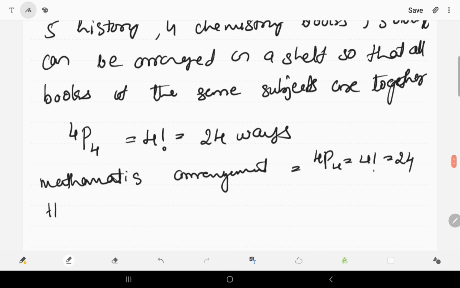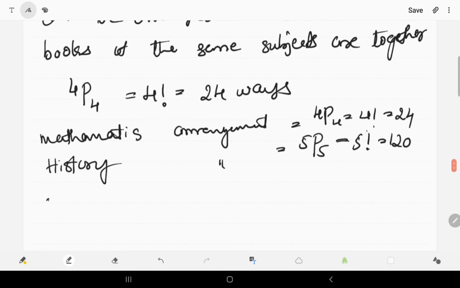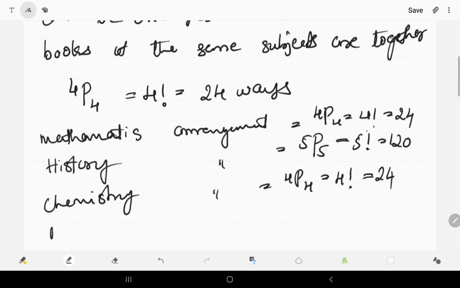Similarly, the 5 history books arrangement is 5P5, that is equal to 5 factorial, that is equal to 120. History book arrangement is done. So next, the chemistry arrangement is, how many chemistry books are there? 4. Again 4P4, that is 4 factorial, which is equal to 24. And the biology books arrangement is, how many biology books? 3. 3P3, that is equal to 3 factorial, that is 6.